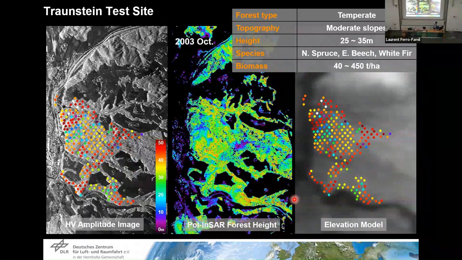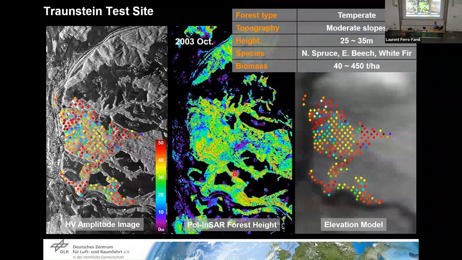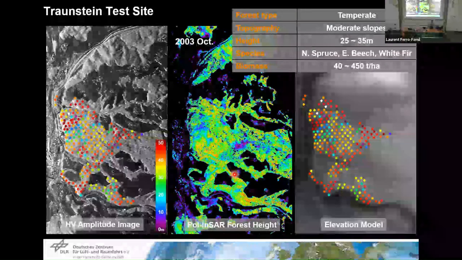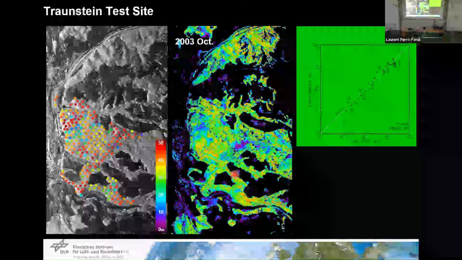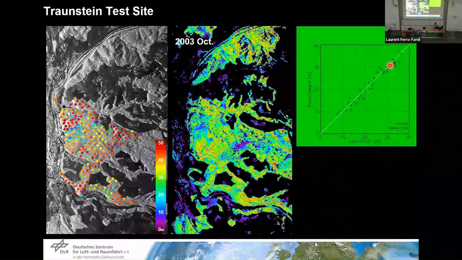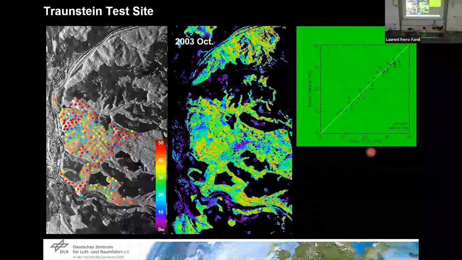And this is the forest height that we got by inverting with Pol-InSAR. Is it good or bad? We validated against the LiDAR in some selected stands, and this is what we got. This is maybe one of the best results that we got. So in principle, the root mean square error here is well below 10% of the total range of variation of height. This is, of course, a bit optimistic. It's not always like this, but it's something that you can get.